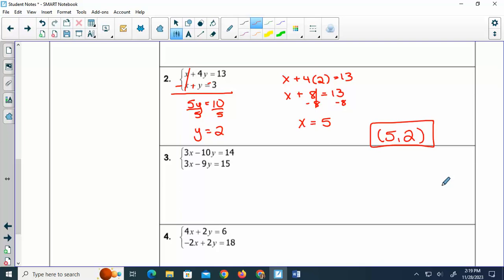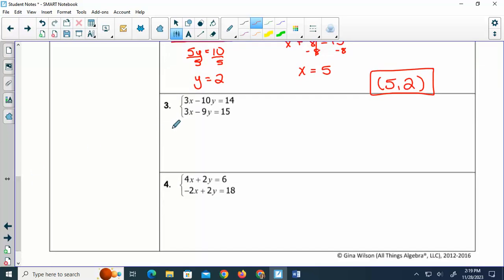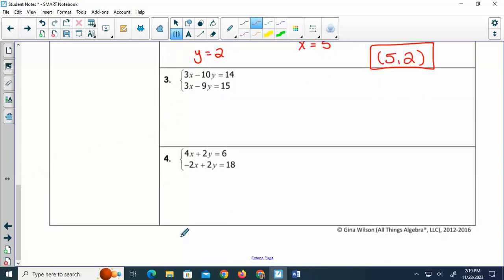All right. Let's look at number 3. Let's go with number 4. What would be the easiest thing to cancel out, x or y? You can do either. The y might be easier because they both have a coefficient of 2. So to make them cancel, we just need one of them to be a negative 2. So we can distribute a negative through one of the equations. Does not matter which one.